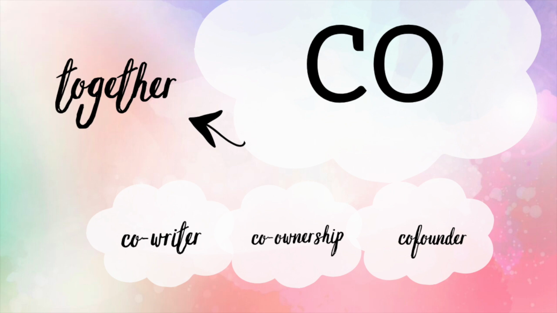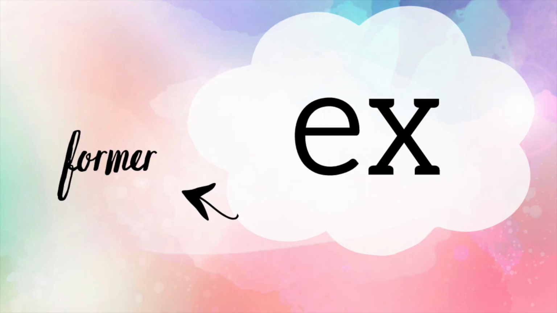Now let's move on to co. Co. So co means together. So it means more than one person is working on a particular thing. So co-writer, it means that there's more than one person. So there's another person working on this thing. Now let's move on to the next part.